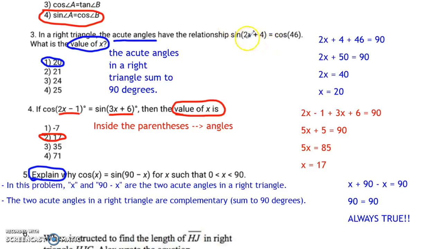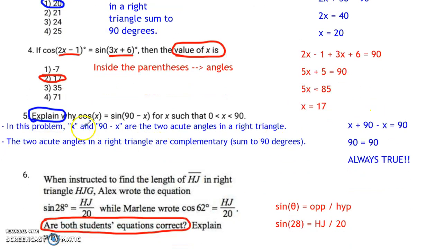These are angles. As soon as they're inside those parentheses, we know that they are angles. And the acute angles in a right triangle sum to 90 degrees. That's why I set it up like this. Same thing here, we underlined these two because these are angles, and the measures of these two angles add up to 90 degrees. They're complementary angles.